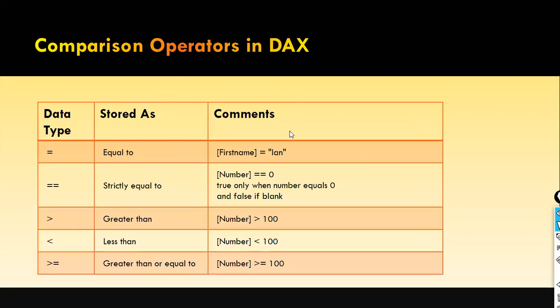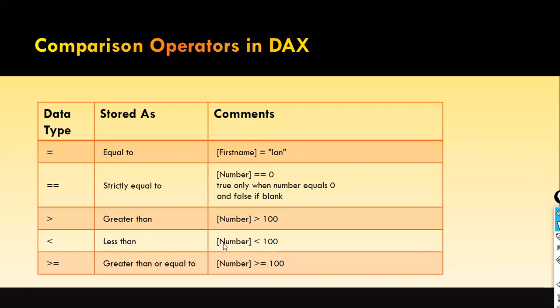This is arithmetic, this is comparison operator. Supposing you want to compare, something like first name, this is a column that is available in a table, first name equal to the value Ion. If it is true, then it will return true, if this value is available in the first name column. This one, double equal sign, is strictly equal to. In this case, true only when number equals 0. Supposing you have 0 equal to 0 strictly, it is true, otherwise false.